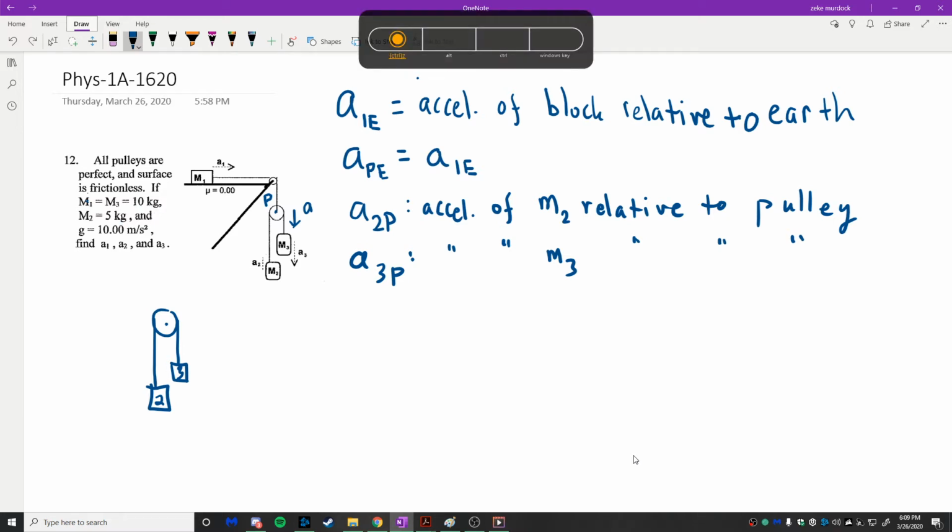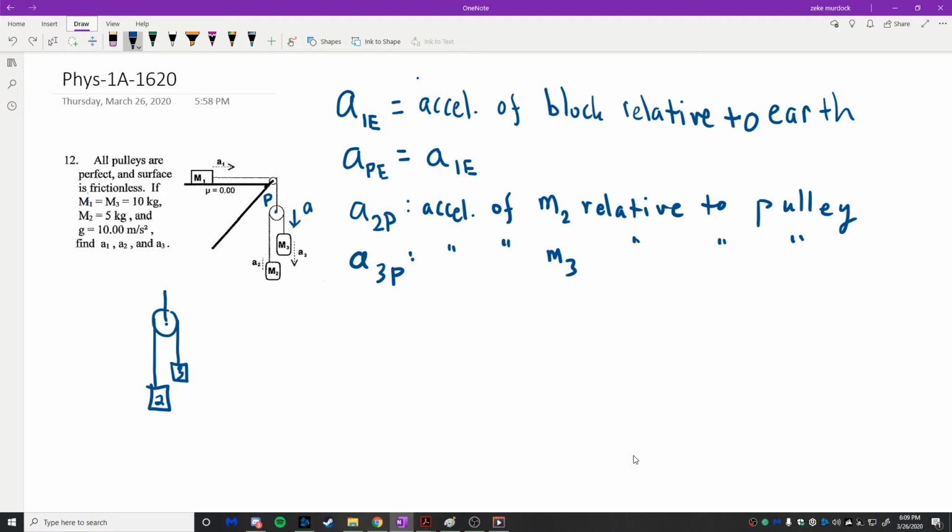So that means that in a vacuum, if this was our whole system, like if this was just attached to a ceiling or something like that, mass 3 would go down this way and mass 2 would go up this way, right? And if it was attached to the ceiling, whatever the acceleration of this block would be is the same as the acceleration of this block. It's just that this one would be down and this one would be up, right?